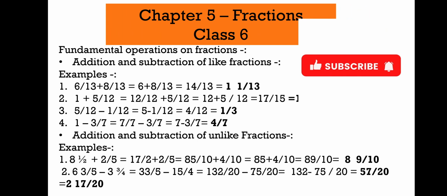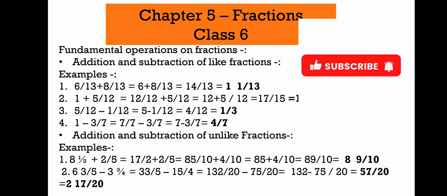So we get 17 upon 2 as 17 5s are 85 upon 10, plus 2 into 2 is 4 and 5 into 2 is 10. So 4 upon 10. These are the equivalent fractions of 17 upon 2 and 2 upon 5. When you add that, we have to add the numerators and keep the denominator as it is. So 85 plus 4 upon 10 gives you 89 upon 10. That gives you the mixed fraction as 8, 9 upon 10.